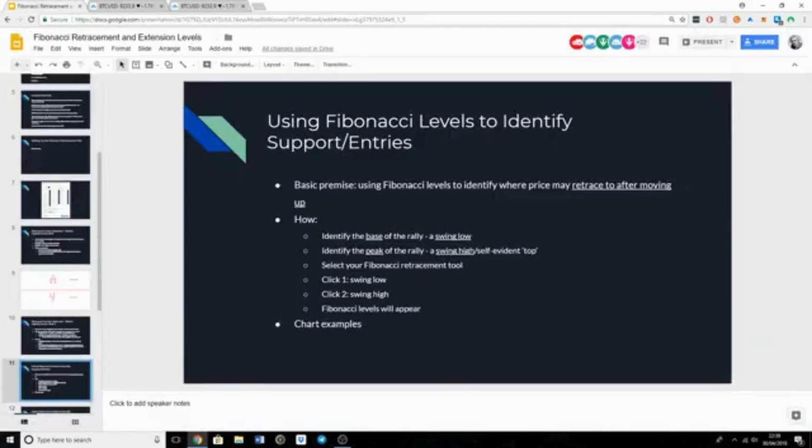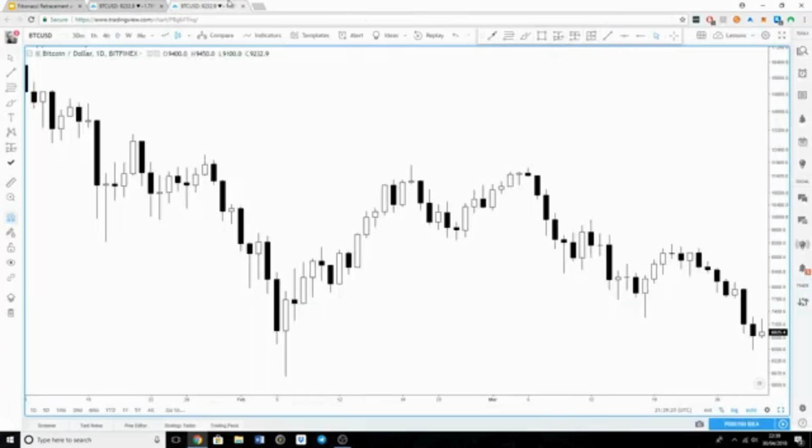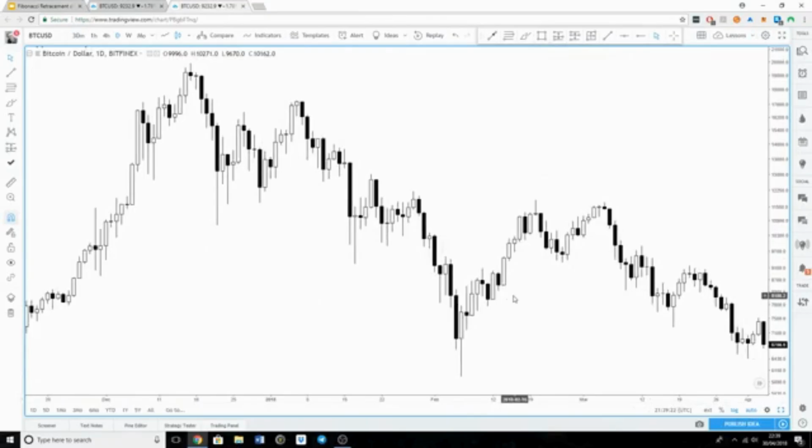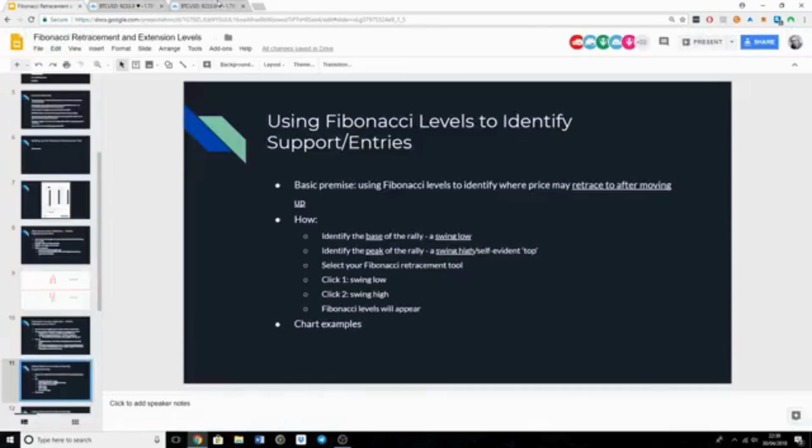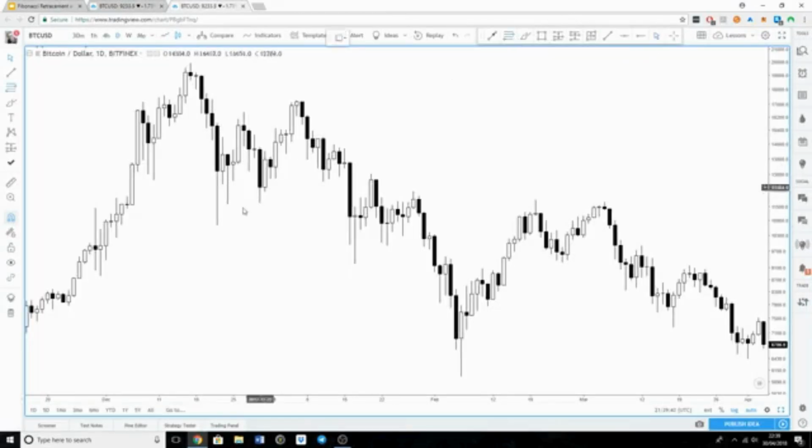Well, let's go back. Identify the base of the rally as the swing low. Now, even without mapping out a swing low, if you're in this move, so the move is from the 6K bottom to the 11.8K high, what is the low of that move? Where is your eye drawn to? It's obviously going to be this bottom, right? So where does our first click go? Click 1 is the swing low. Okay, excellent. This is our first click.